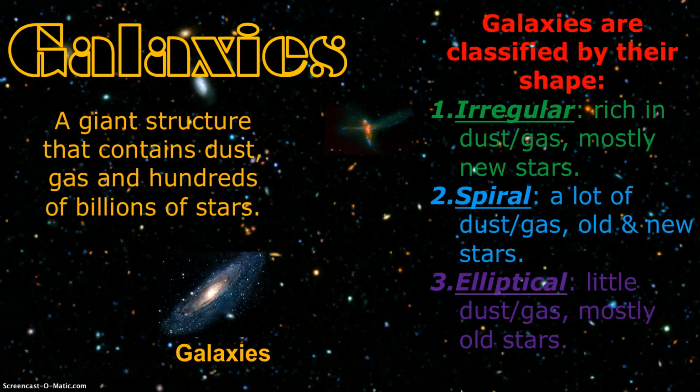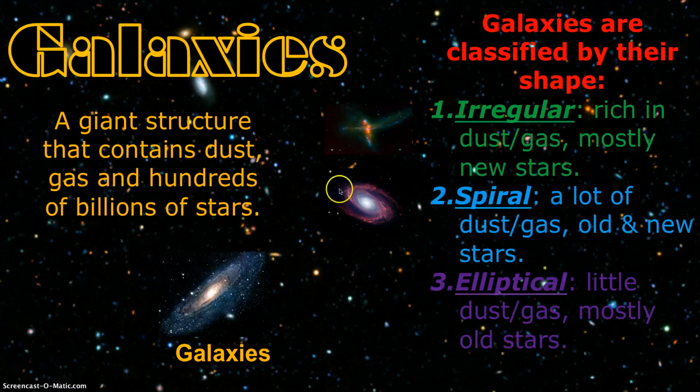The first one is called an irregular galaxy. An irregular galaxy does not have a definite shape. It can be all kinds of different shapes. Irregular galaxies are very rich in dust and gas, which are the necessary materials for stars to form. So where there's a lot of dust and gas, you're going to find a lot of new stars being formed. So irregular galaxies are made up of mostly new stars.